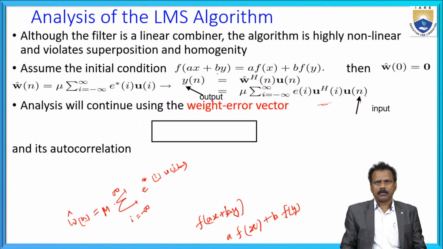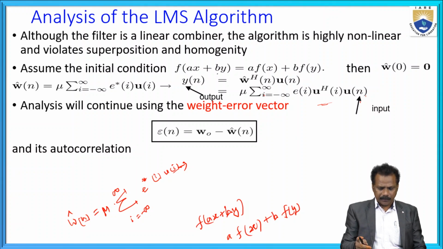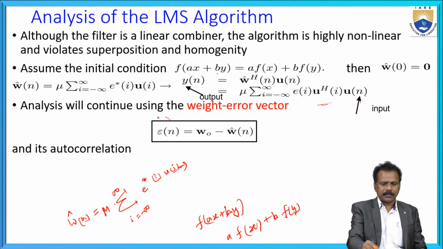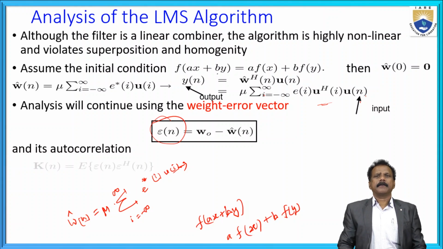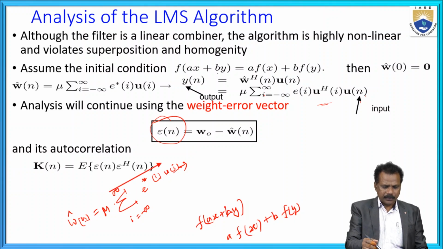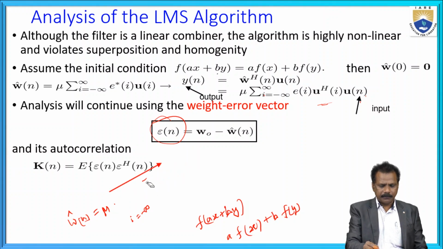You can go on using these input values, where n is equal to 0, 1, 2, 3, and so on, to see how it affects the output response. The analysis will continue using this weight error vector, where the error vector is w of n not equal to w cap of n. With this, we try to analyze. All these values will be analyzed within this.